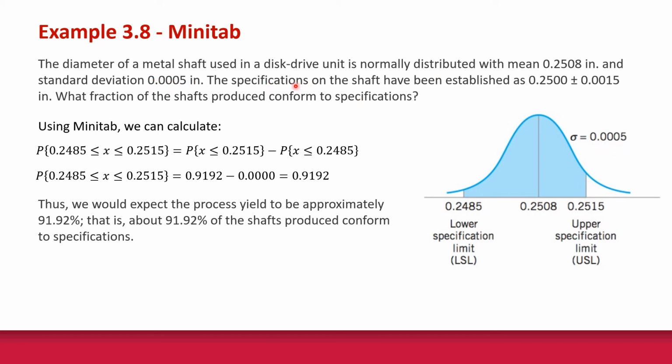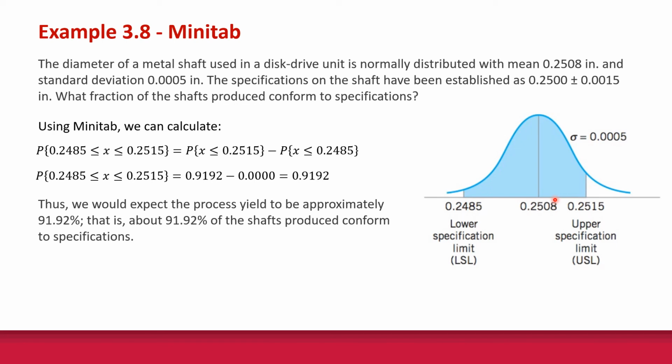Now, this upper and lower specification, he tells us what that is. He says it's 0.2500 plus or minus 0.0015. So if you go minus 0.0015, you get to 0.2485. And if you go 0.2500 plus 0.0015, you get to 0.2515. So what we're asking is we want to calculate the probability of this shaded blue region.